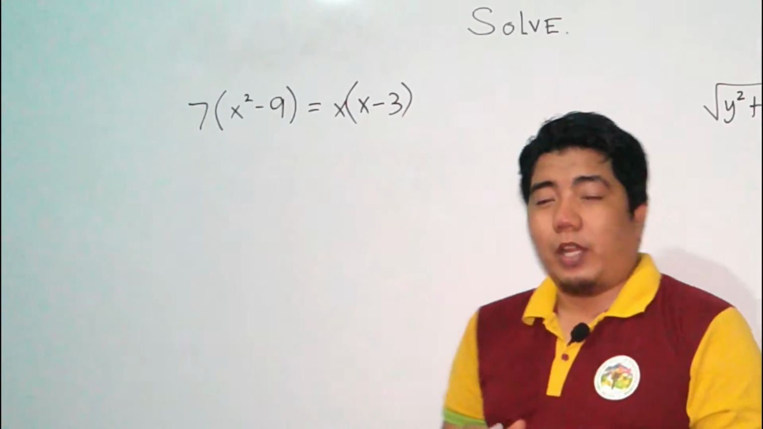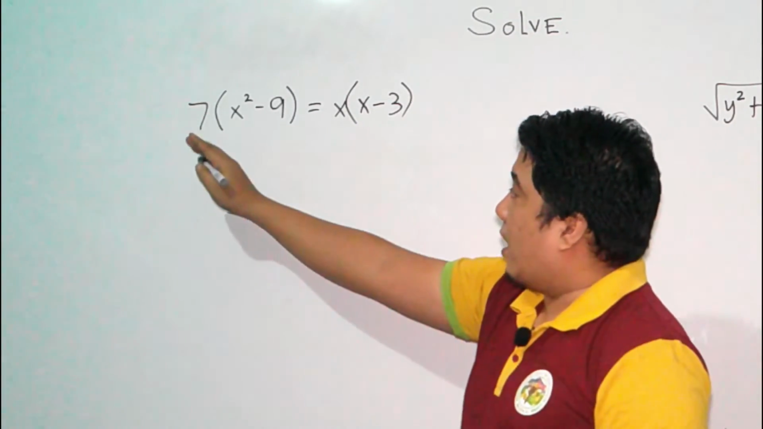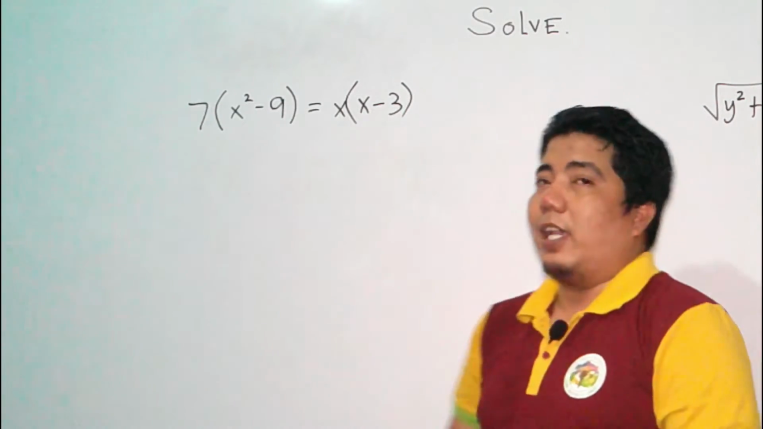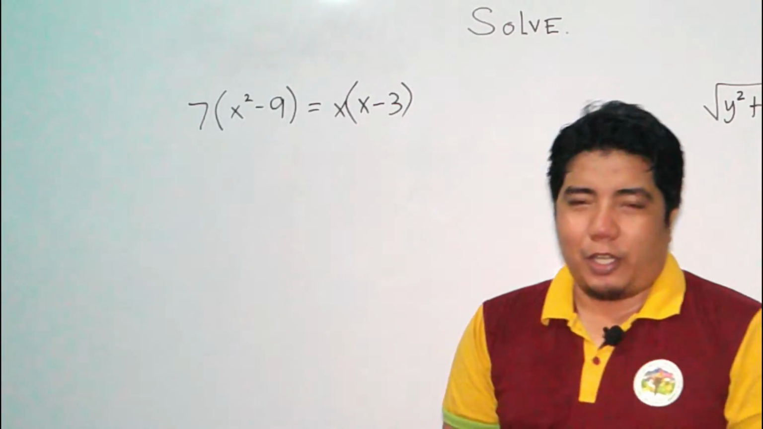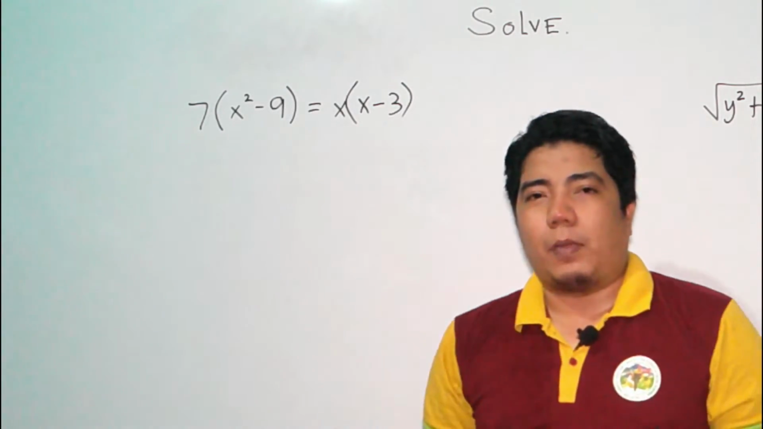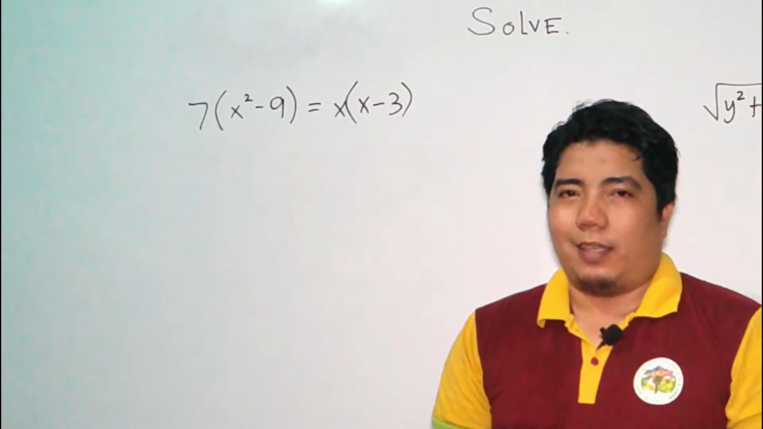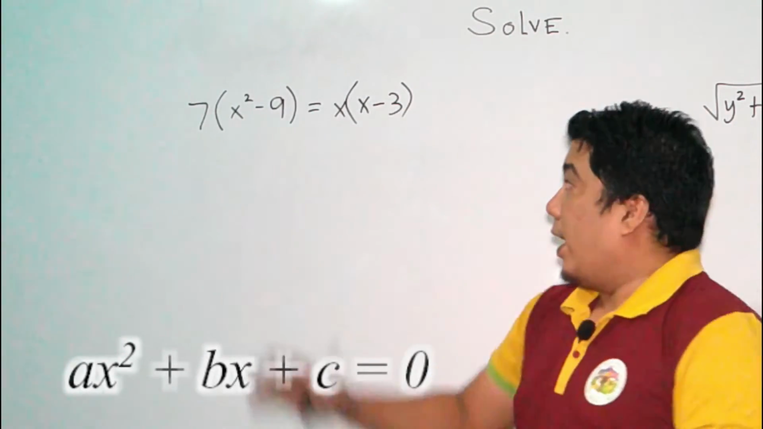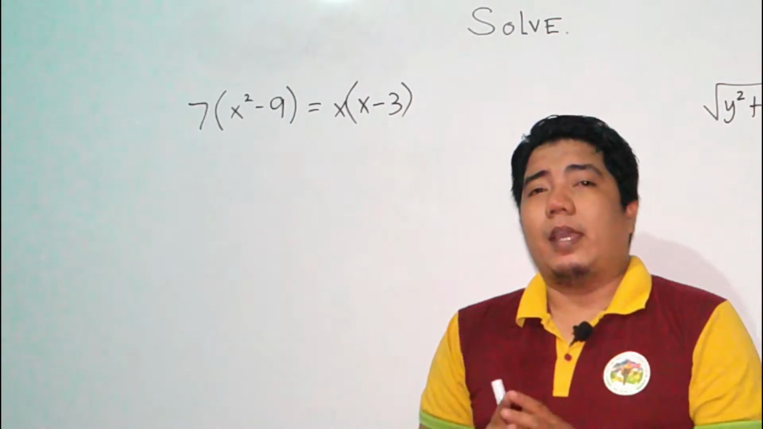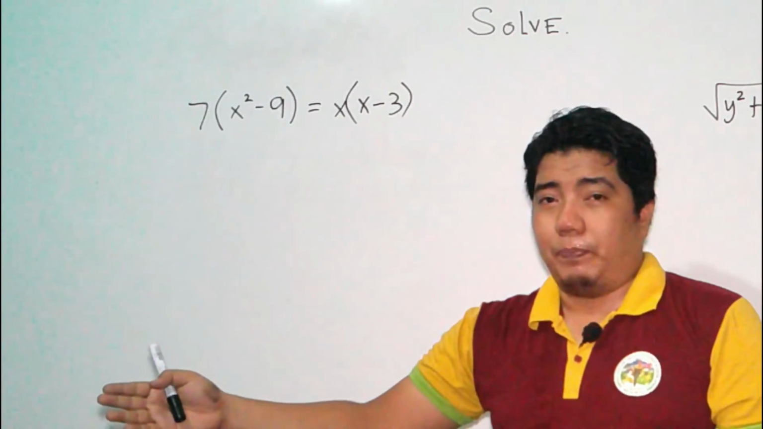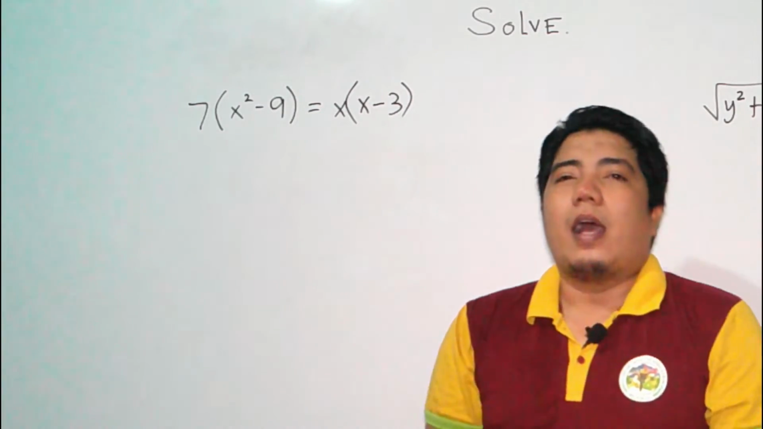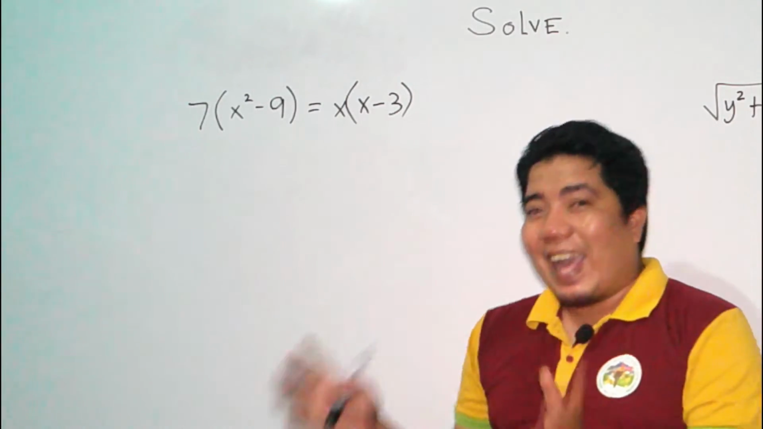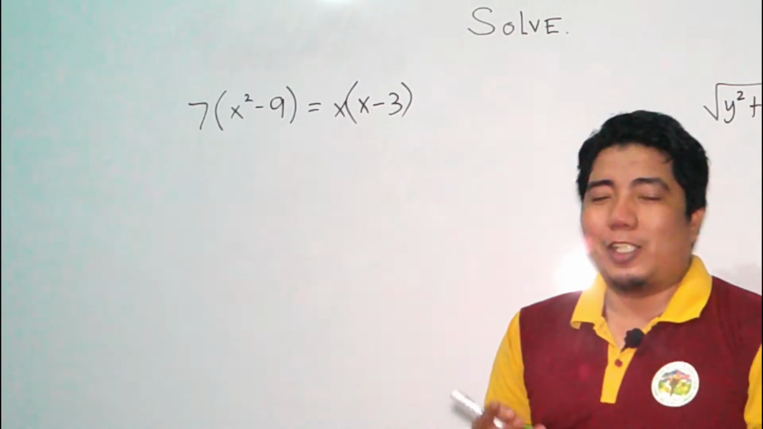Okay, now math learners, we are here to our third example. This is 7 times the quantity x squared minus 9 is equal to x times the quantity x minus 3. As I've said earlier, we need to transform our equations into a quadratic equation, ax squared plus bx plus c is equal to 0. Now here, you can just apply the distributive property, right? And then transpose.